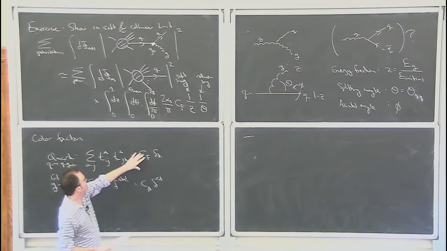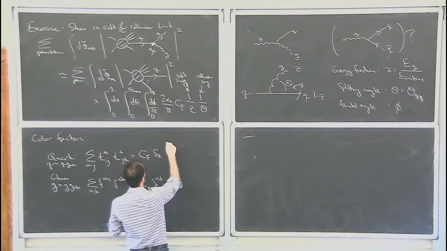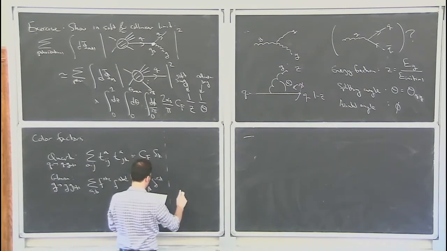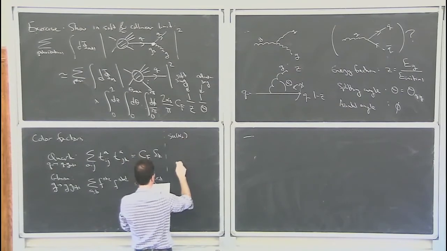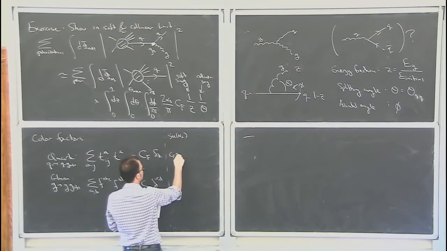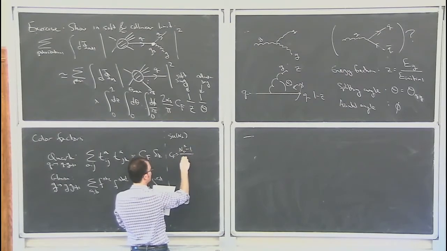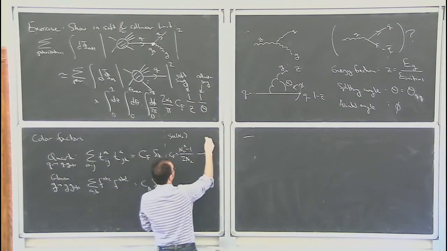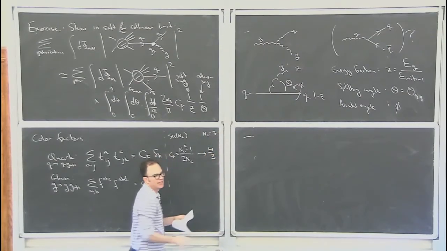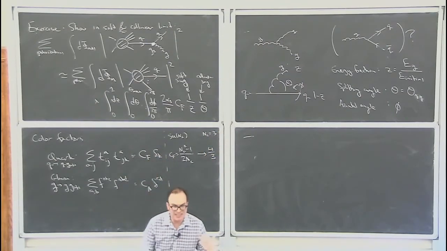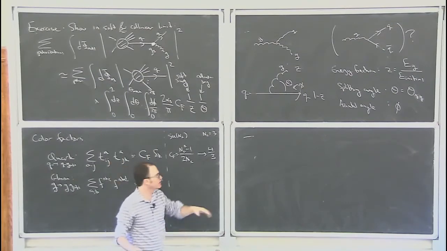And so basically, the diagram is proportional to some kind of group theory factor. And what are those group theory factors? So these group theory factors for a general SU(NC) gauge theory, the value of CF is (NC squared minus 1) over 2NC, which for the case of NC equals 3 is 4/3. So just like electrons have charge 1, there's a sense in which quarks have color charge 4/3.